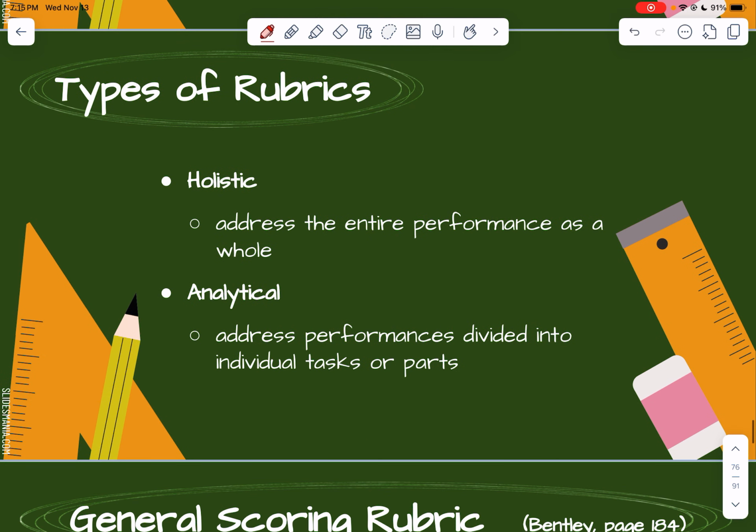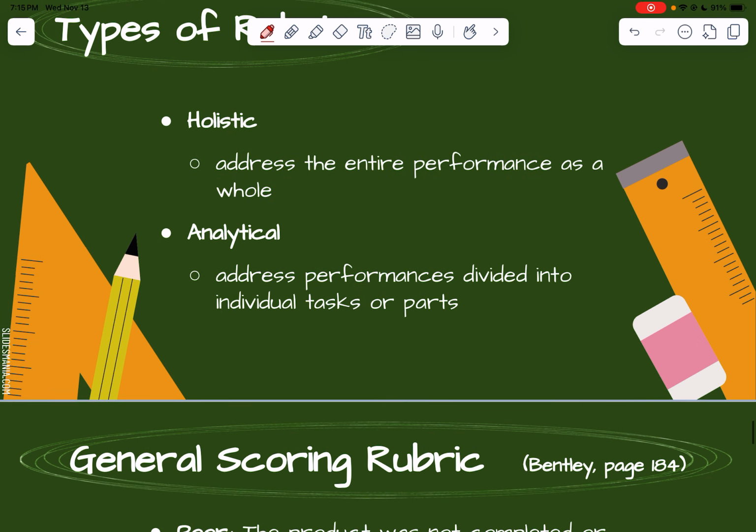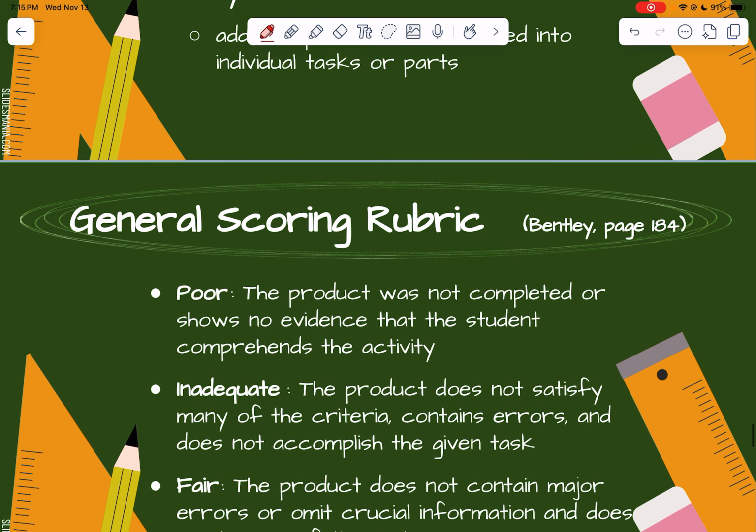Now, the types of rubrics can be different. There's a couple different versions. You can have a holistic rubric. This addresses the entire performance as a whole. Or you can have analytical ones. This addresses performances divided into individual tasks or parts.